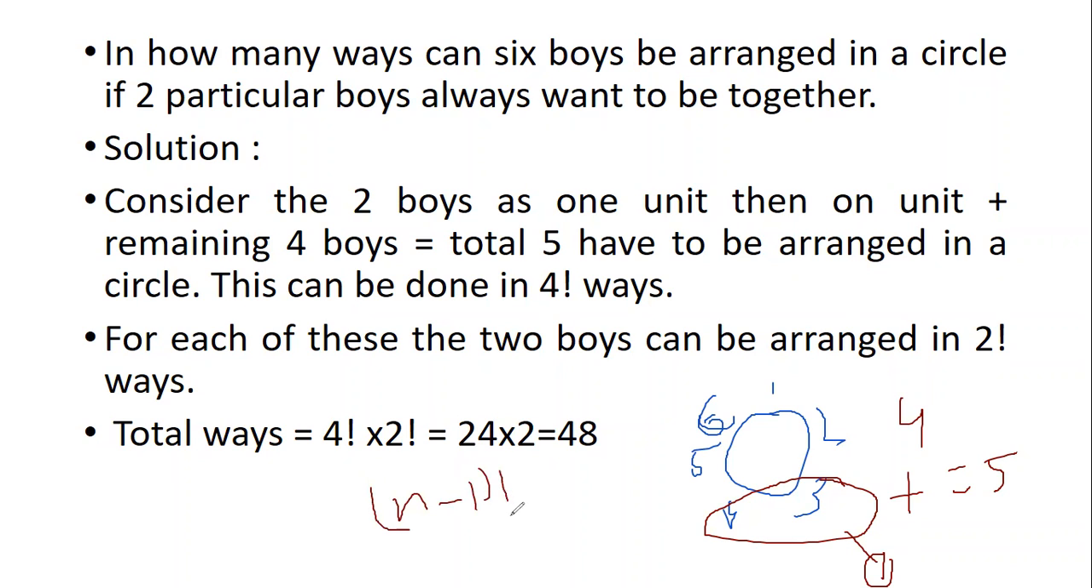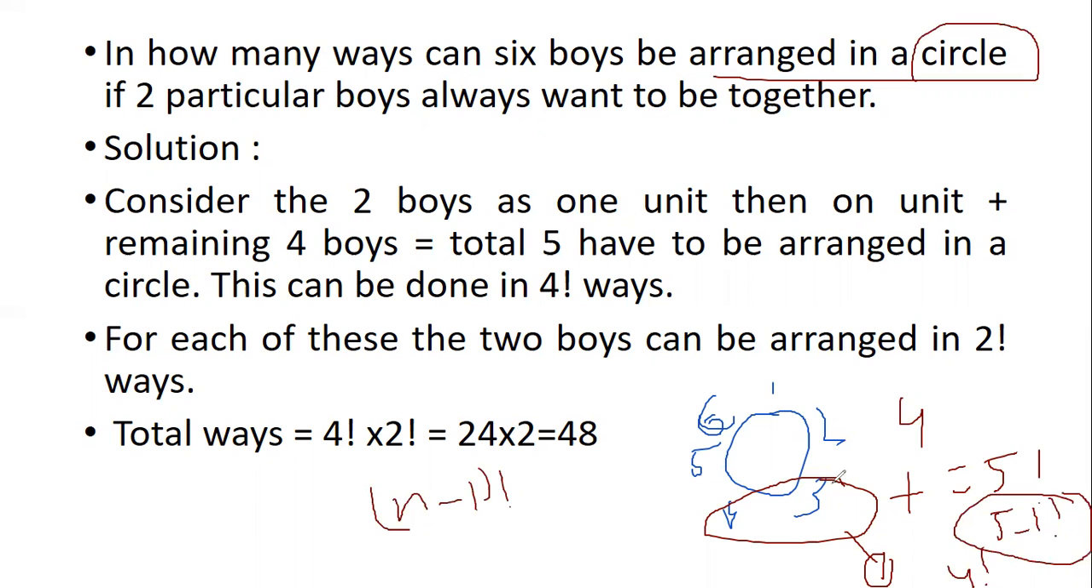If you remember, in this case they are arranged in the form of a circle. So you cannot take 5 factorial ways, you have to do 5 minus 1 factorial ways. So this will be the arrangement that you can do, that is nothing but 4 factorial.